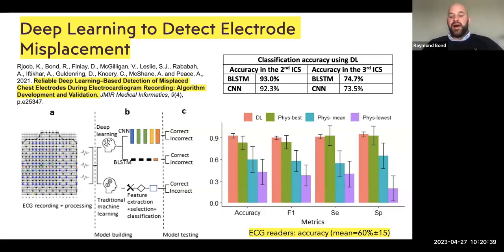But interestingly, when you ask people who read ECGs to identify which ECGs are likely recorded from misplaced electrodes and which ECGs are correctly recorded, on a balanced data set, the accuracy was only about 60% in the humans. And 50% would be random, the flip of a coin. So people are just a little bit above random chance when identifying that an ECG was incorrectly recorded.